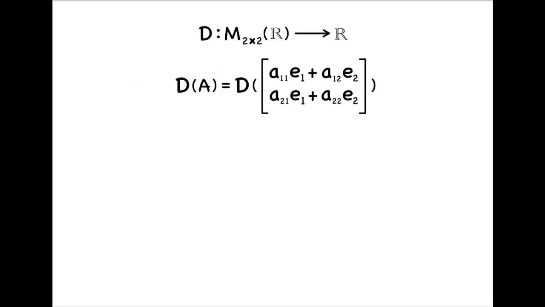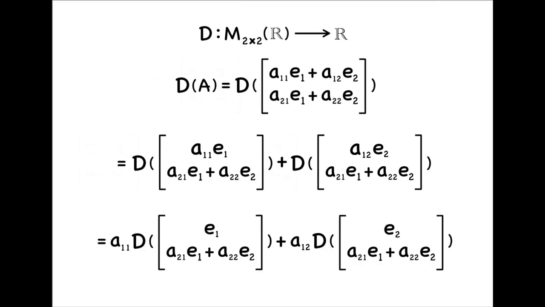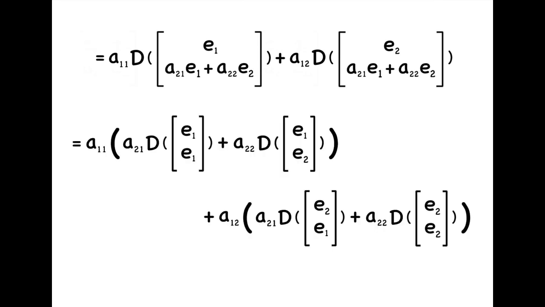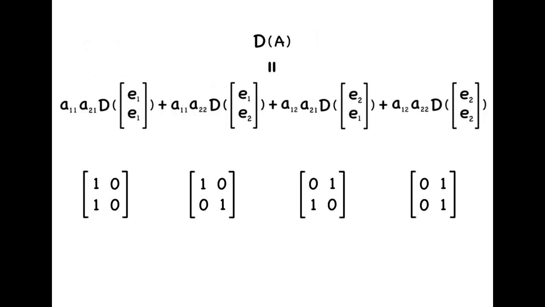D is a 2-linear function. Observe that the image of matrix A under D can be simplified using the 2-linear condition. D is linear in the first row, so it preserves row addition and scalar multiplication. D is linear in the second row. We can expand the second row in a similar manner. We obtain the expression for the image of matrix A. That means D is entirely determined by where D maps these four matrices.